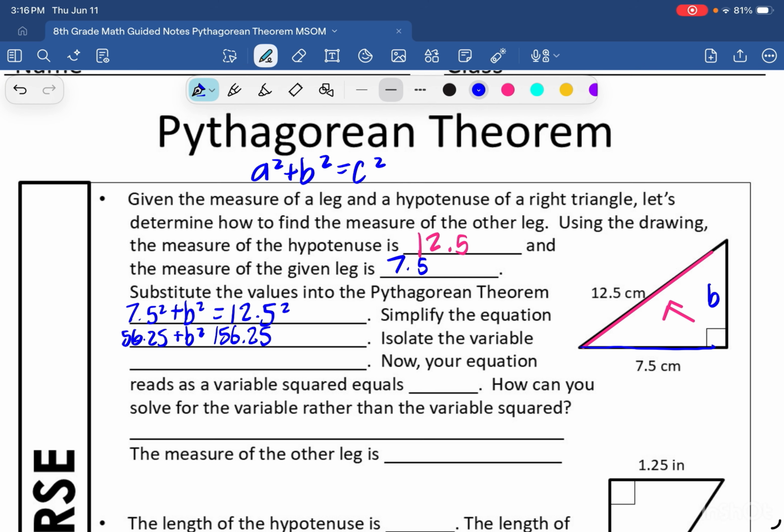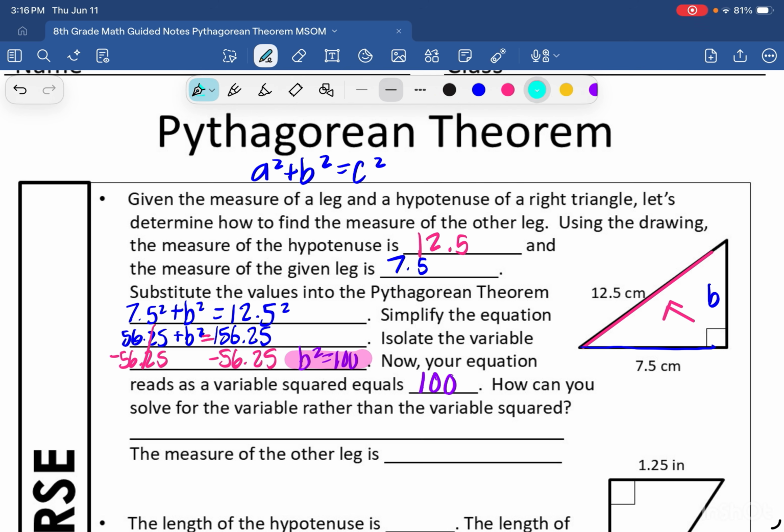156.25. Now it tells me to isolate the variable. So let's get the b's by themselves by subtracting 56.25 from each side. That will cancel over there, and I get b squared equals 100. Now your equation reads as a variable squared equals 100. How can you solve for the variable rather than the variable squared? So right here, I know b squared equals 100.